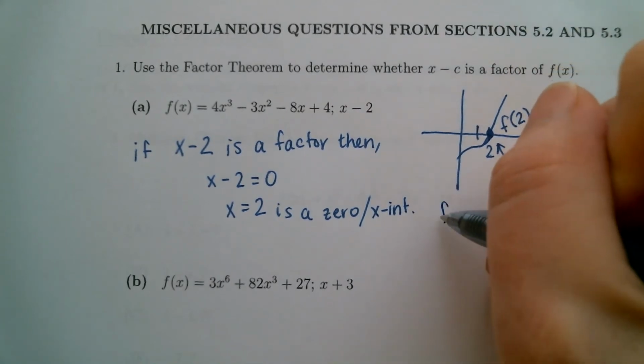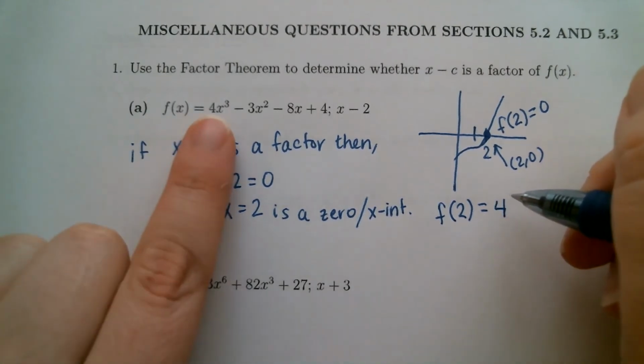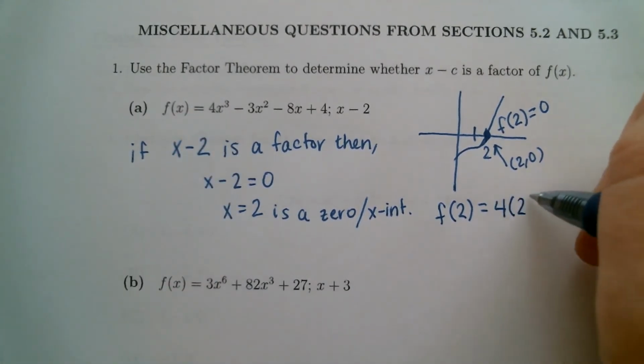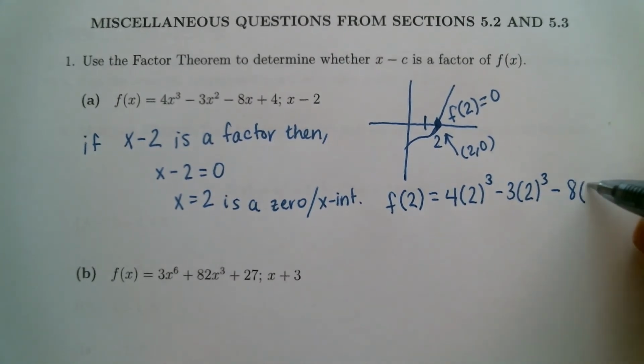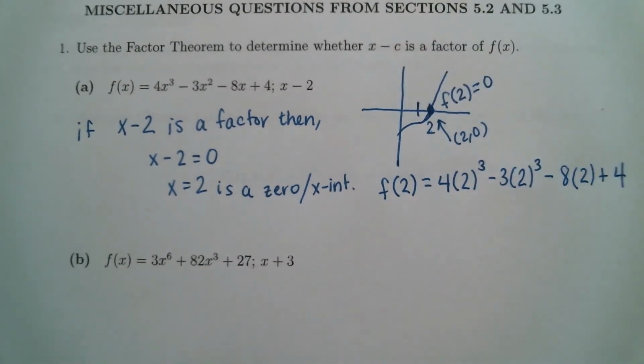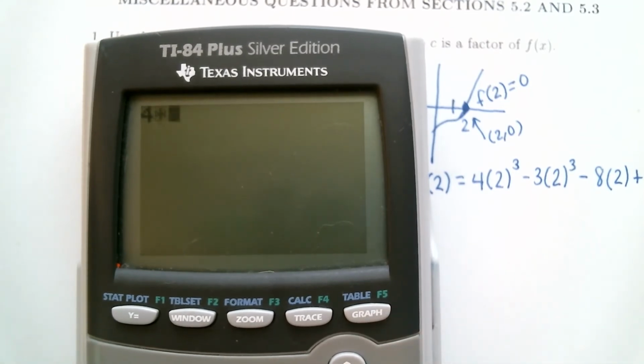So let's try it. We're going to find f of 2. So f of 2 is going to be 4, I'm just going to the function and plugging it in, 4 times 2 cubed minus 3 times 2 cubed minus 8 times 2 plus 4. All I'm going to do is plug that into my calculator and see what I get. Let's see here. Hopefully you can see that. So this is going to be 4 times 2 cubed minus 3 times 2. Oops, I made a mistake here.